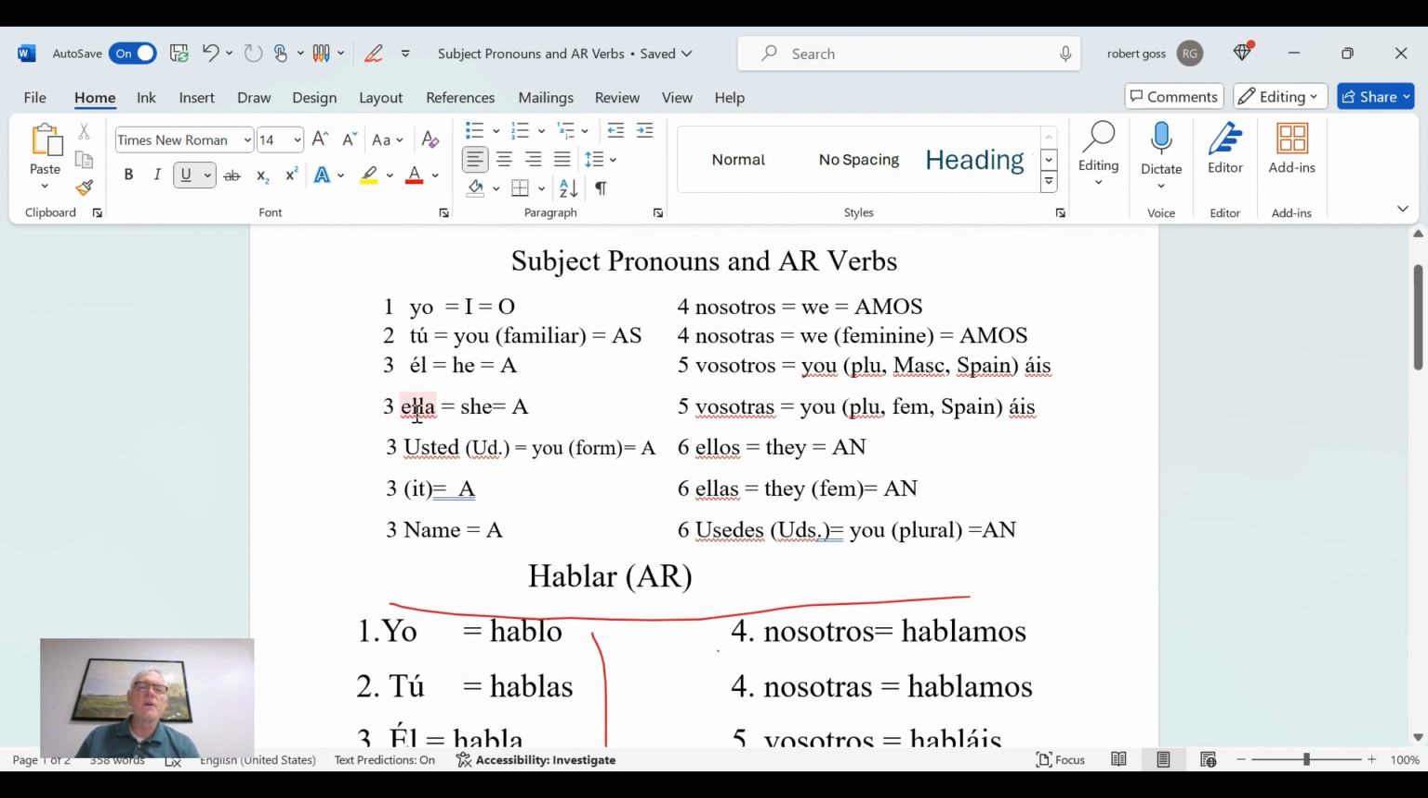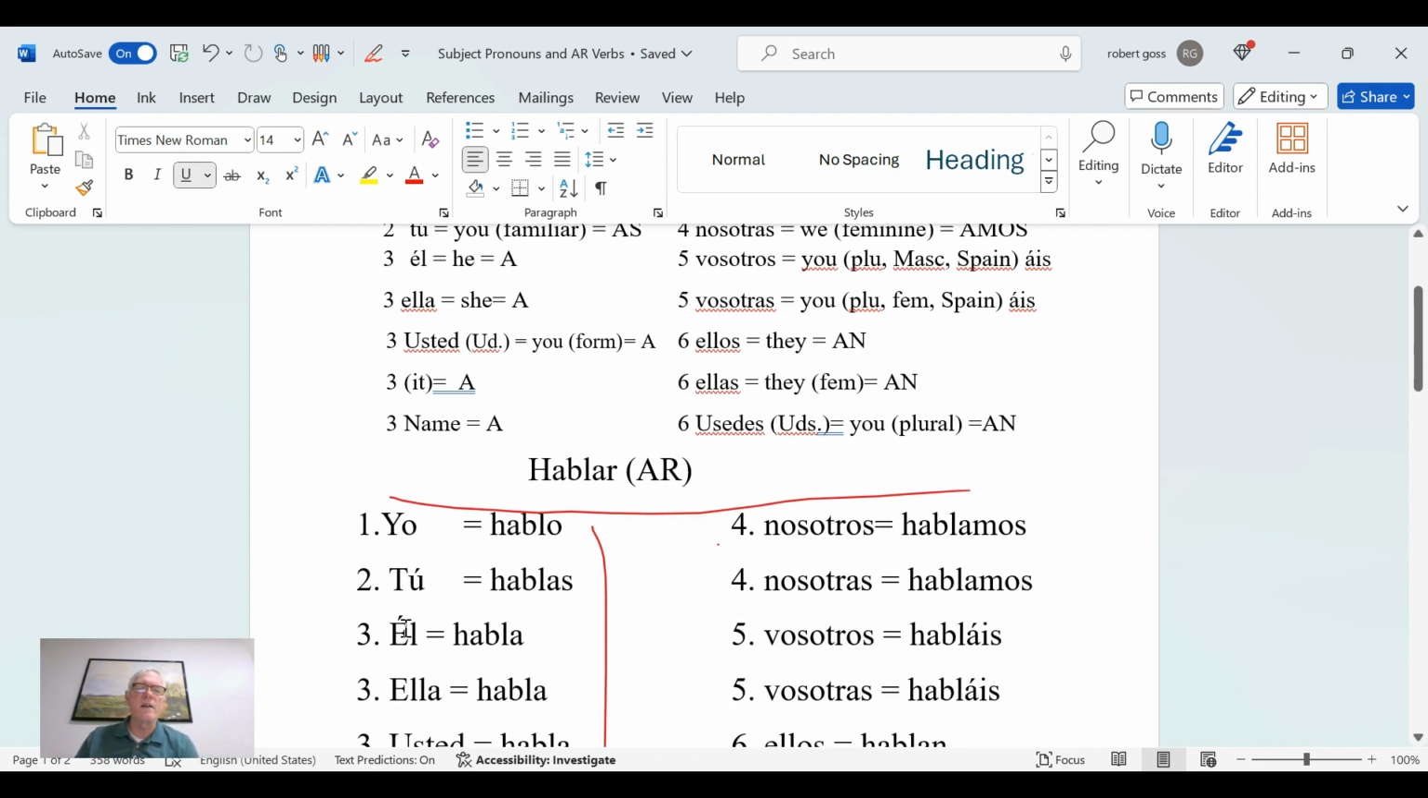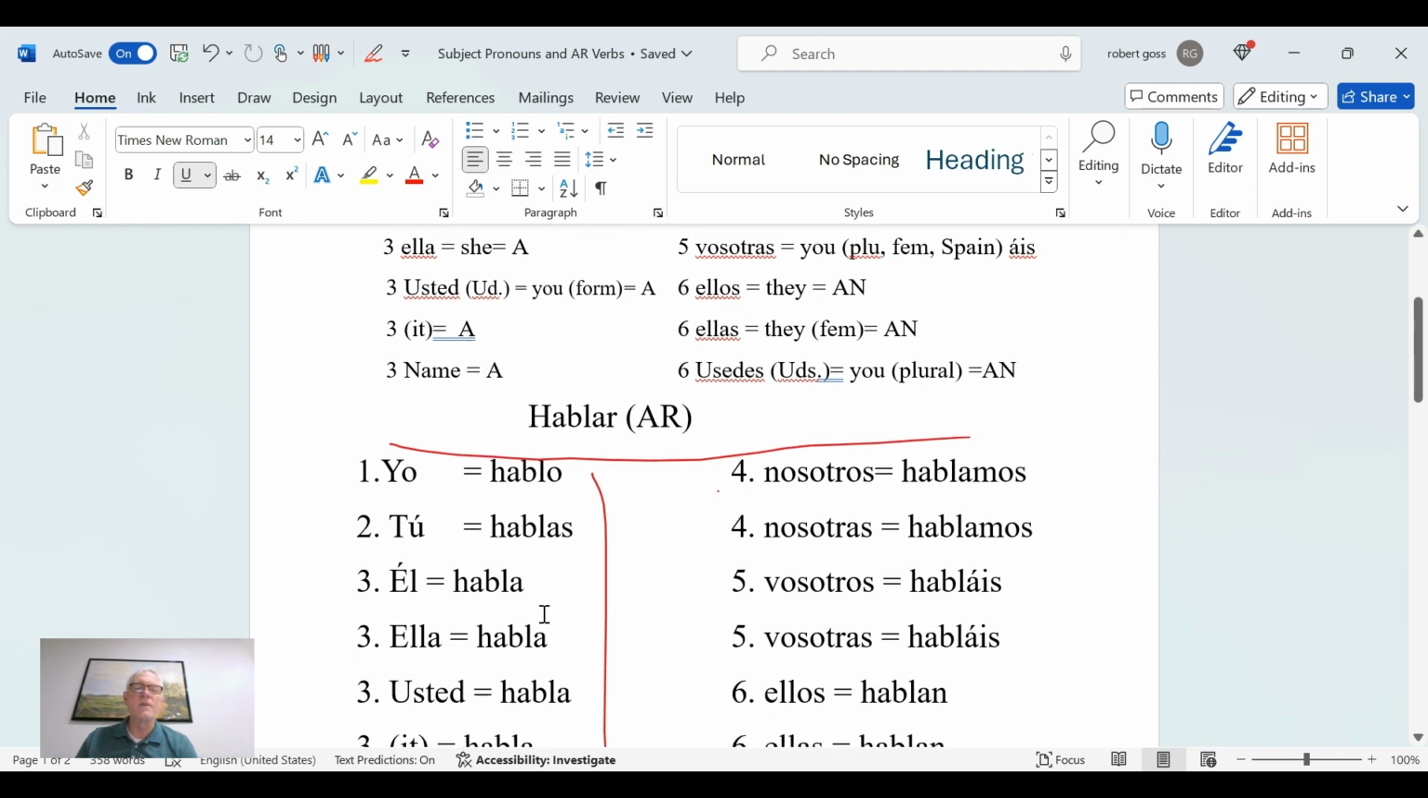Then we have a bunch of 3s: él, ella, usted, it, the name of a person like Juan or María. Same thing, we would cross off the AR and put an A. All of the number 3s would have that A ending put on it. So for él, I cross off the AR and put an A. Él habla, he speaks.